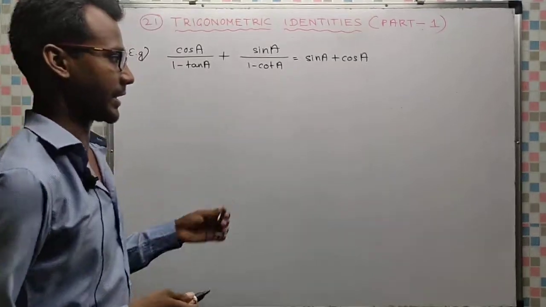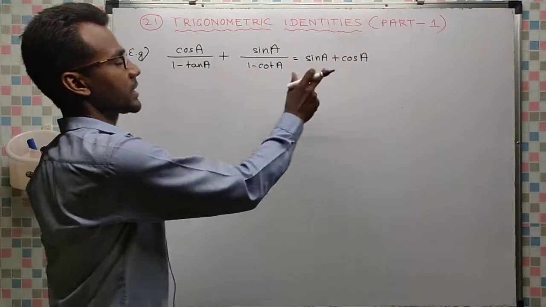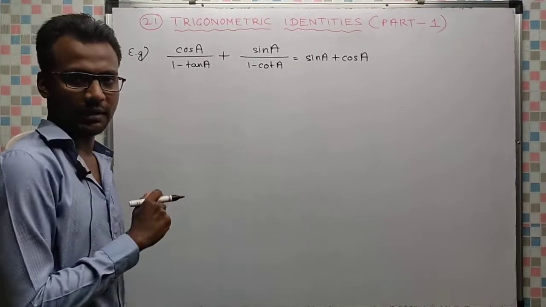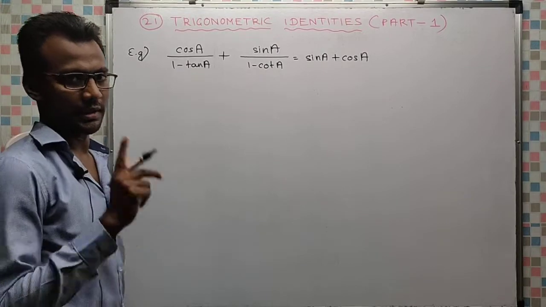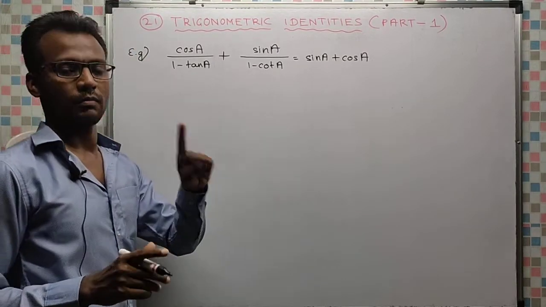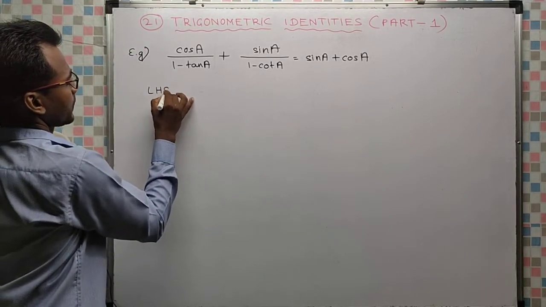To gain expertise. Now first trick: see which side is more complicated, left side or right side. Obviously it's the left side. To start from the complicated side, that is trick number 1. Remember this, always start from the complicated side. So let us start from LHS.